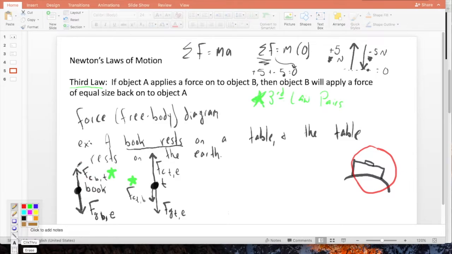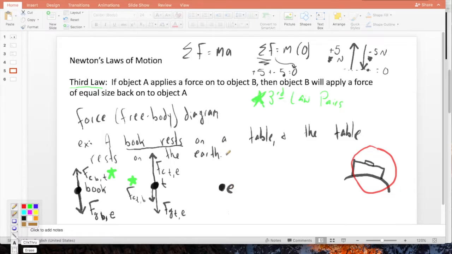This is the diagram for the book. The table pushes the book up. This is the diagram for the table. The book pushes the table down. The table pushes the book up. In turn, the book pushes the table down. That's a third law pair. Are we done? No. I'm trying to do force diagrams for the whole system. So I have the book, the table. Now I need to do the earth.